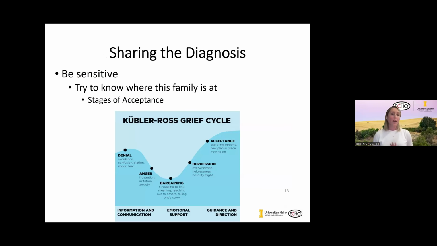So be sensitive. I try to figure out where the family is at in their understanding of autism and also their acceptance of their child's diagnosis, even before we do any testing. Not every family will go through the grief cycle when they learn their child has autism. Some families are very happy, right? Because they're like, I knew this all along, and finally we can move forward. But it's sometimes helpful to look at this kind of chart and try to figure out where the family is at, because that can guide how you deliver the feedback.